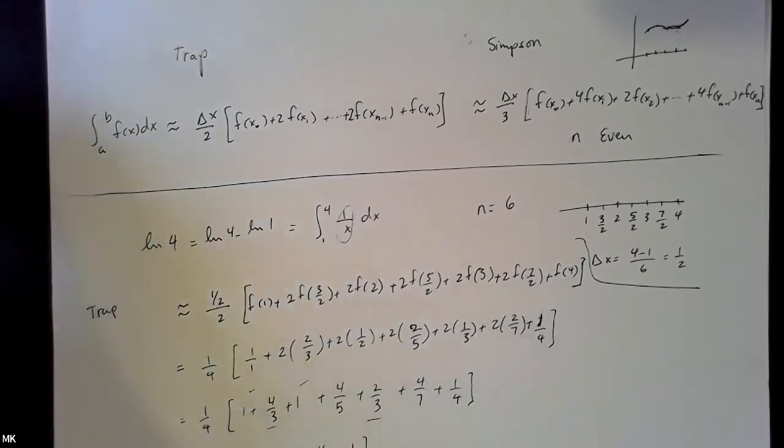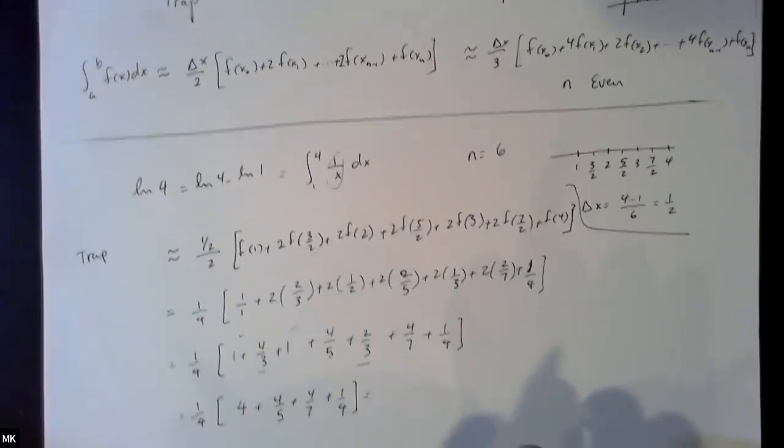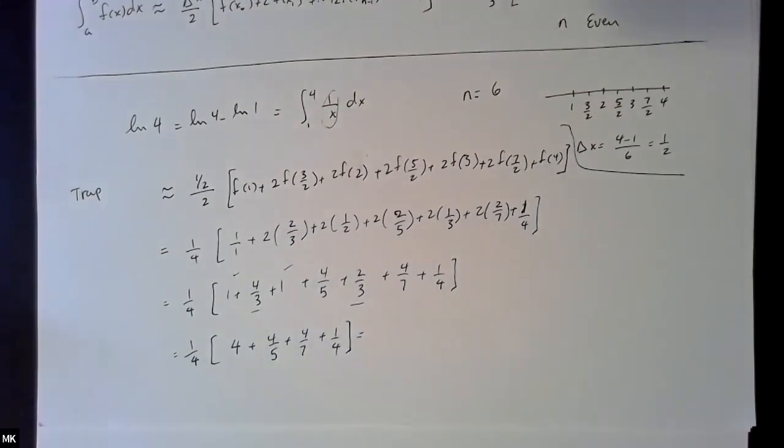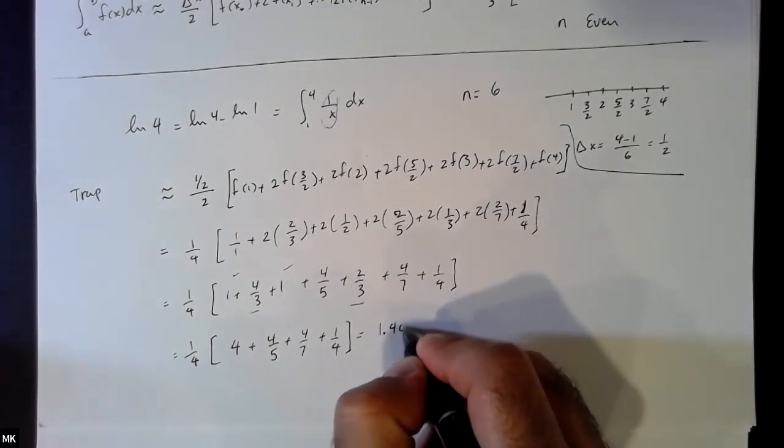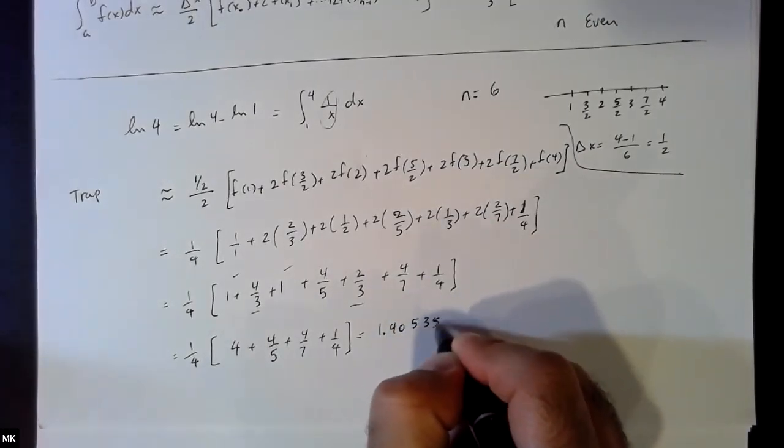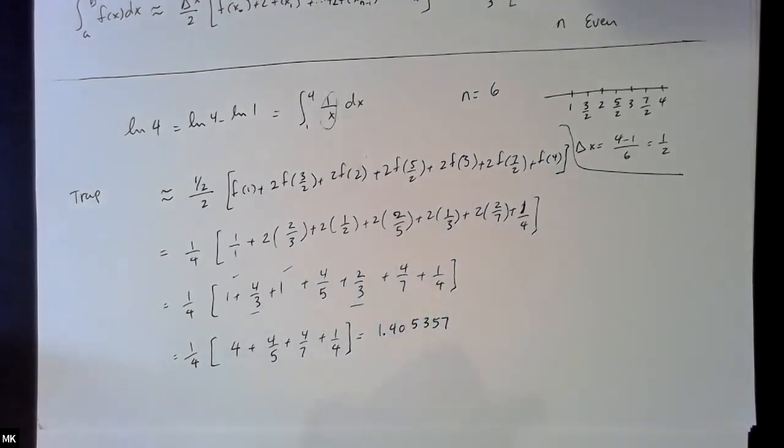Now I can use a calculator for this. Of course, you could do this also as easily by hand, but I'm going to use a calculator for this. So 4 plus 4/5 plus 4/7 plus 1/4, times 1/4. So the value is 1.40535, and I'm going to write a few digits just so I can have a nice comparison here.